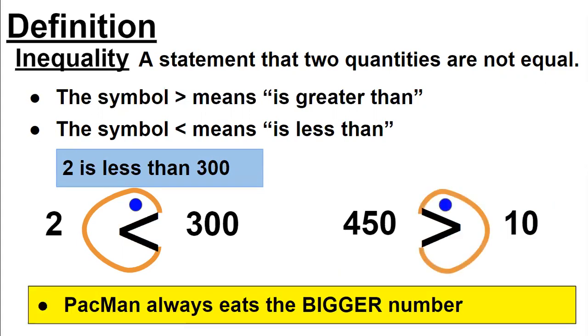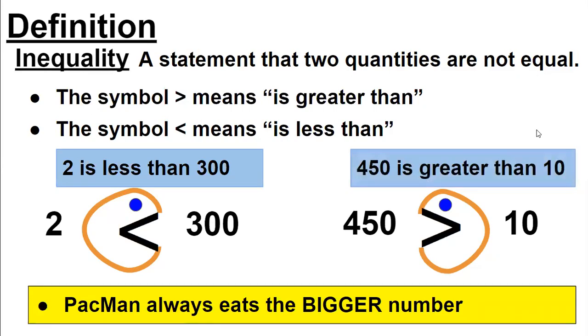So Pac-Man is eating 450. So 450 is greater than 10. Okay, so keep those in mind. Always read from left to right when you read these inequality statements.